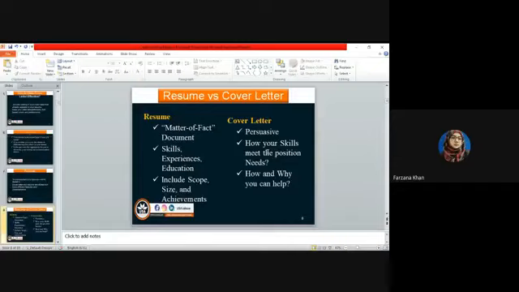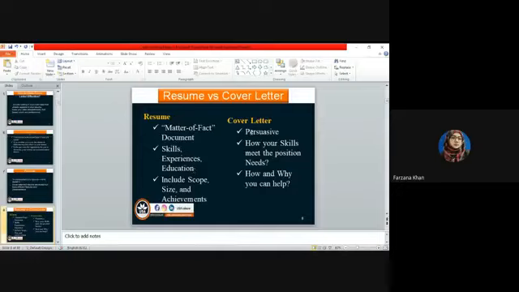So here you will elaborate these points, how your skills, your experiences, and your education meet the position needs. But in resume, you will simply mention your skills in the section of the skills. In the section of experiences, you will mention your experience and the name of the organization, name of the institution where you have worked, and the time duration. After that, in the education section, you will give particular specific detail about your education.